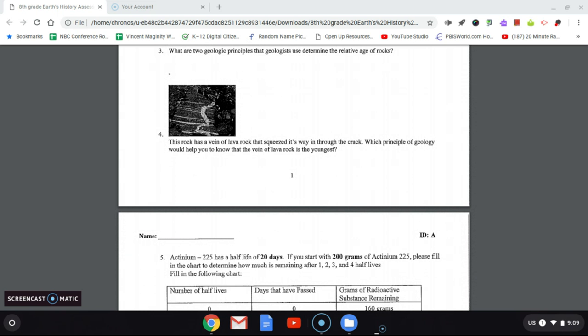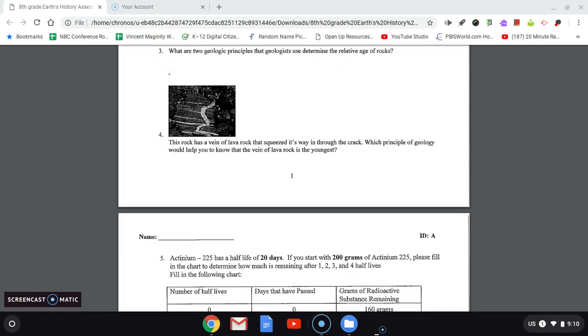Number 3, what are 2 geologic principles that geologists used to determine the relative age of rocks? Number 4, this rock has a vein of lava rock that squeezed its way in through the crack. What principle of geology would help you know that the vein of lava rock is the youngest?